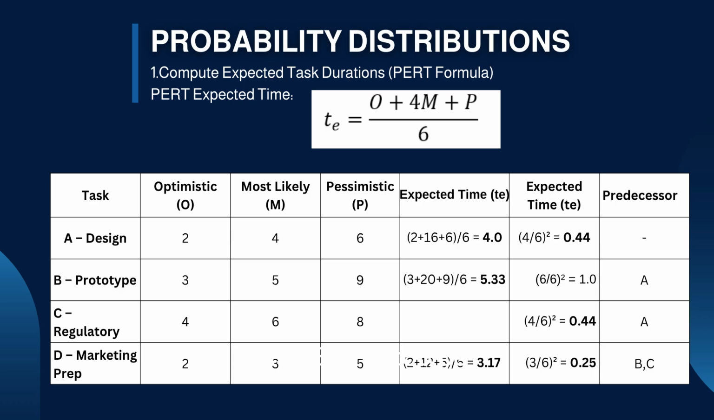Task B prototype, which relies on Task A, is about 5.33 weeks. Task C regulatory test is around 4.67 weeks, and Task D marketing prep is about 3.17 weeks. These estimates guide us on the overall project timeline and our shot at hitting the launch date.